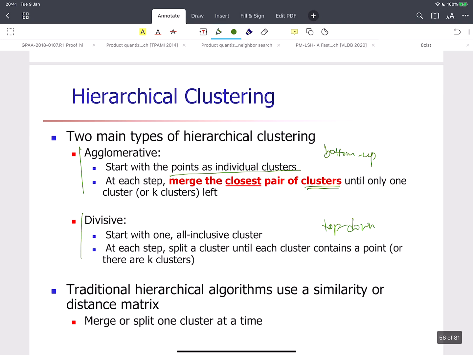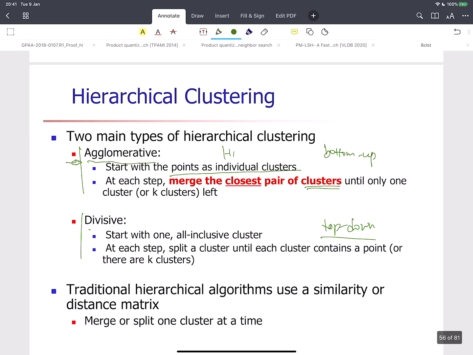This appears to be more efficient, but it turns out that most of the algorithms are still based on the bottom-up one, because for agglomerative ones, it's easy to take into consideration the finer details. For top-down ones, if you make the wrong decision at the very top without carefully looking at the details, then you might have some problem. But anyway, we focus on the so-called agglomerative hierarchical clustering.